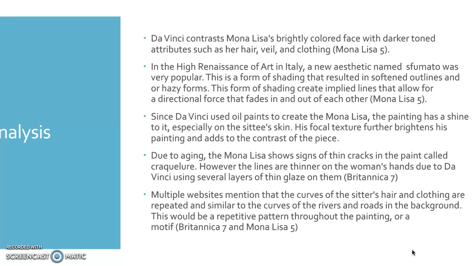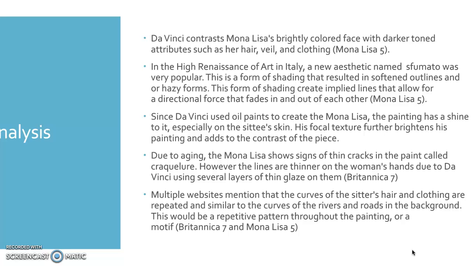Analysis. Da Vinci contrasts Mona Lisa's brightly colored face with darker tone attributes such as her hair, veil, and clothing. In the High Renaissance of art in Italy, a new aesthetic named sfumato was very popular. This is a form of shading that resulted in soft outlines or hazy forms. This form of shading created implied lines that allowed for a directional force that fades in and out of each other.